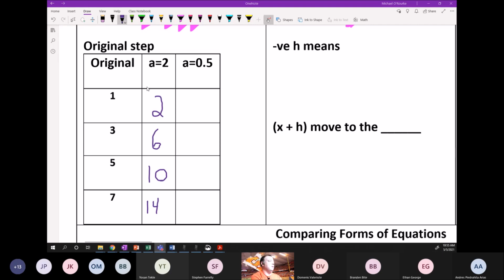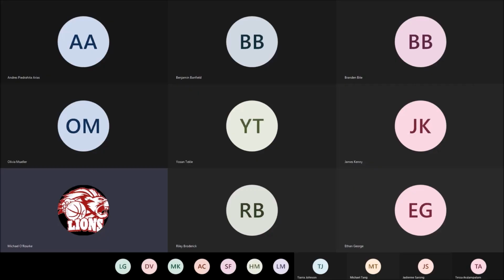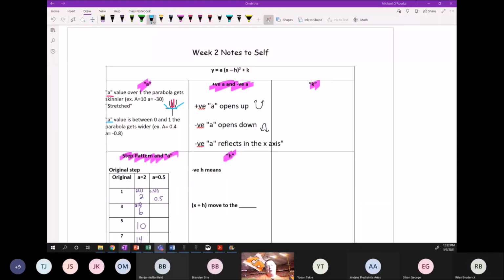In this case, it was 2 times 1 gave us 2. 2 times 3 gave us 6. And this one would be 0.5 times 1 would give us 0.5. Good. Okay, so give me a Y in chat if you understand that part of it. All right. So that's where we left off.